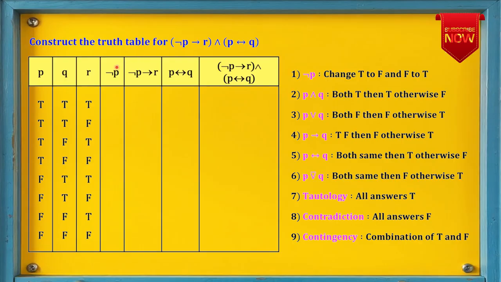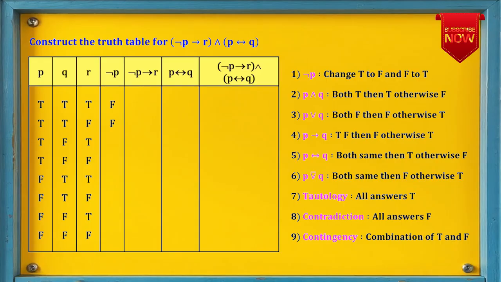Now we have to form the table, see the question, and take and write the information, that is not P, and then first bracket, not P, then R, and then second bracket P, if and only if Q, and finally, take the question. Now, not P means see the statement P change T to F, F to T. So first column change T to F. So first 4 change T to F. Next 4 change F to T.